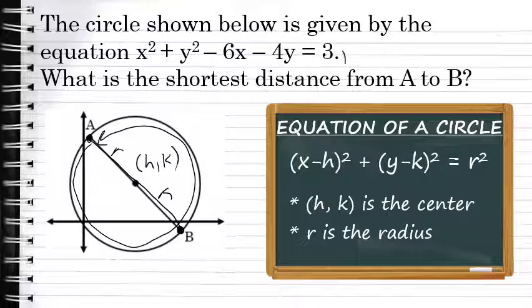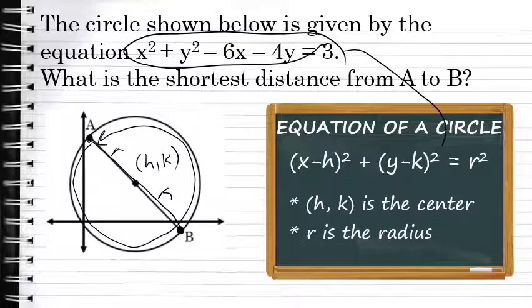In essence, this problem boils down to taking the equation in the form that it has been given and rewriting it in the form (x minus h) squared plus (y minus k) squared equals r squared. Because once the equation is in that form, it will be easy for us to grab the r out of that equation, which is the radius. This question is asking us to find the diameter, so we'll double the radius, and that will give us the shortest distance from point A to point B.